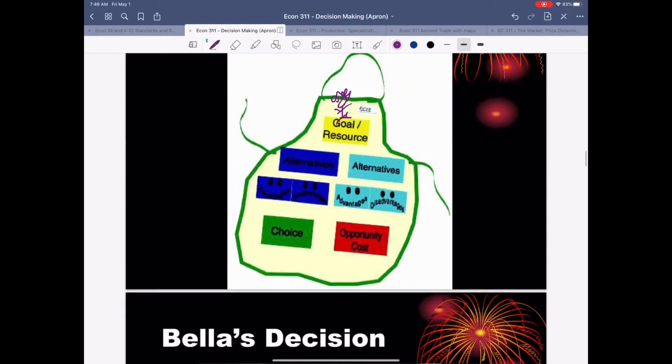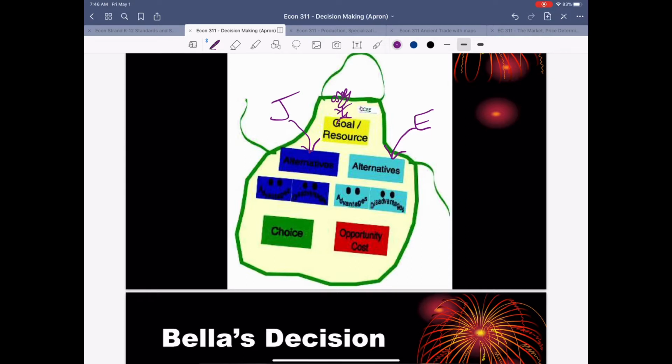So into the apron, you can put pictures. That's what I usually do, is have a photograph of it. Or if you have a little doll, that's fun too for your students. It's a real good object lesson. So you'd put one of your alternatives here, one of your alternatives here. Then you allow students to evaluate the advantages and disadvantages of each alternative.